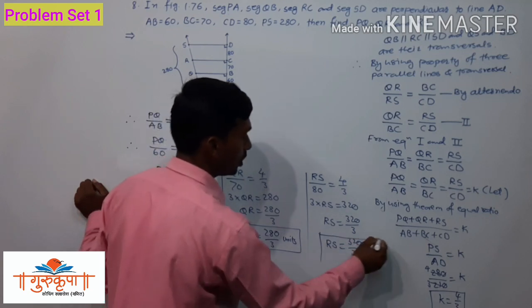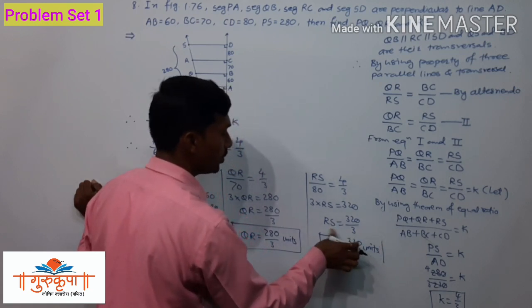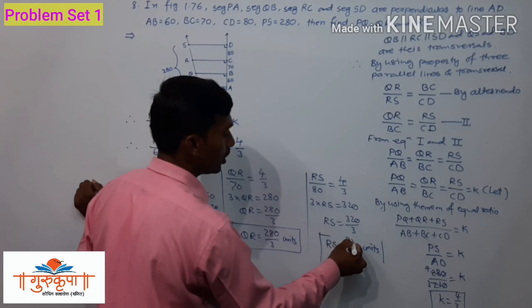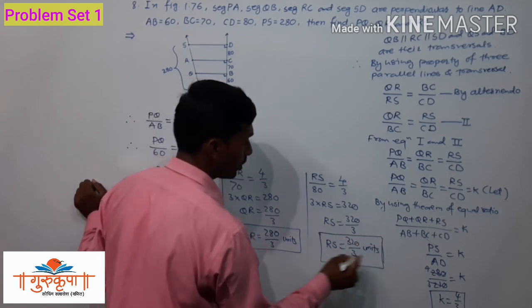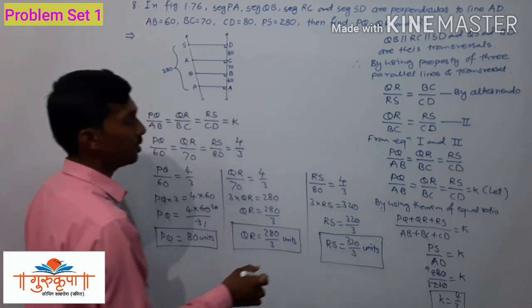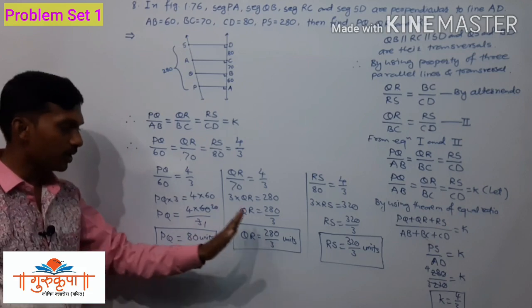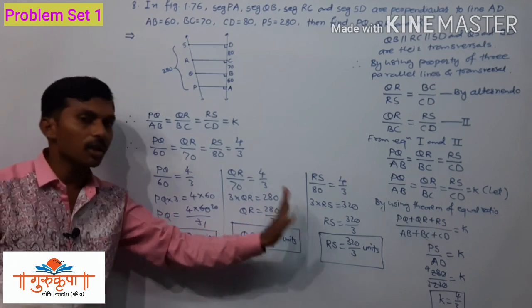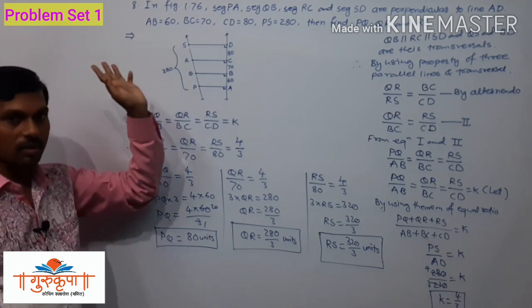So this is all about the measurements of the segments PQ, QR and RS. We find the measurements of the segment PQ, segment QR and segment RS. We find all the three segments PQ, QR and RS.